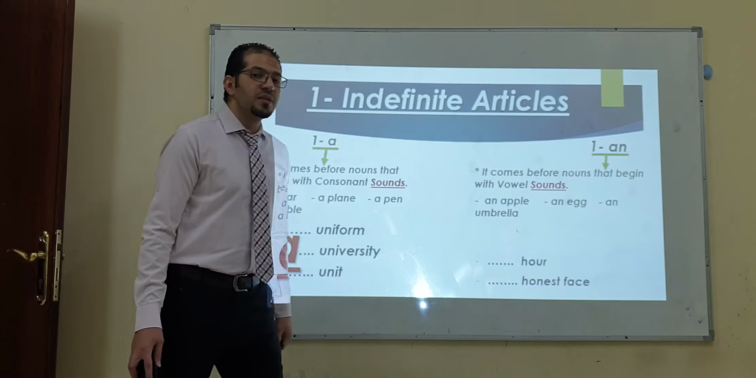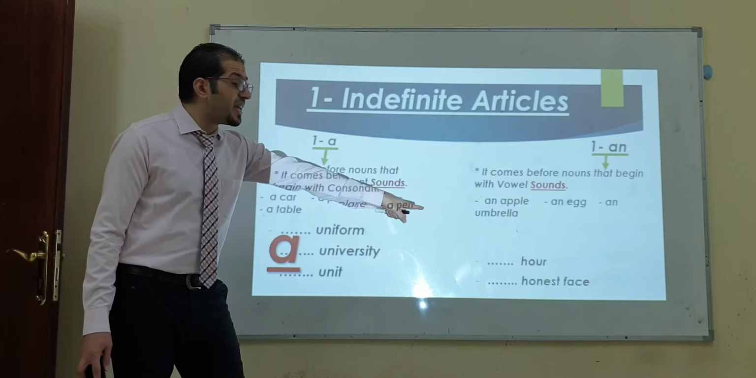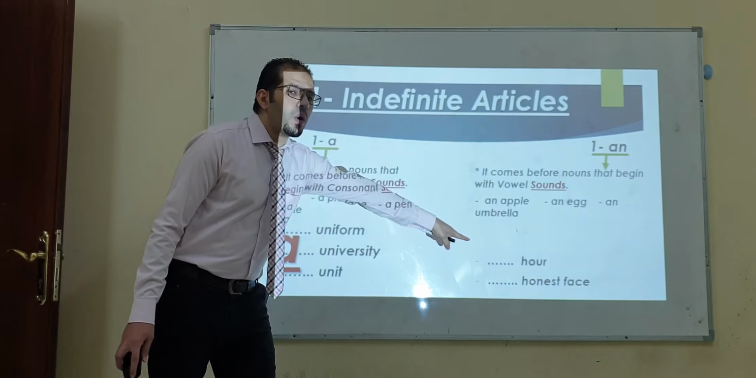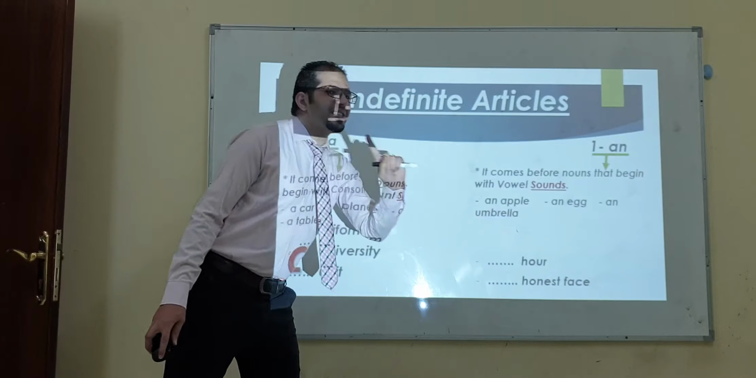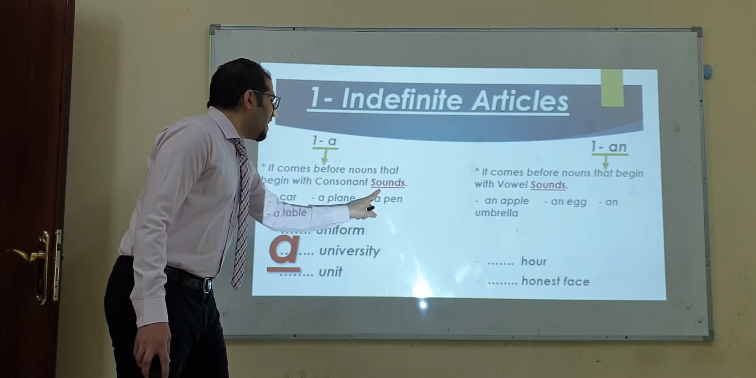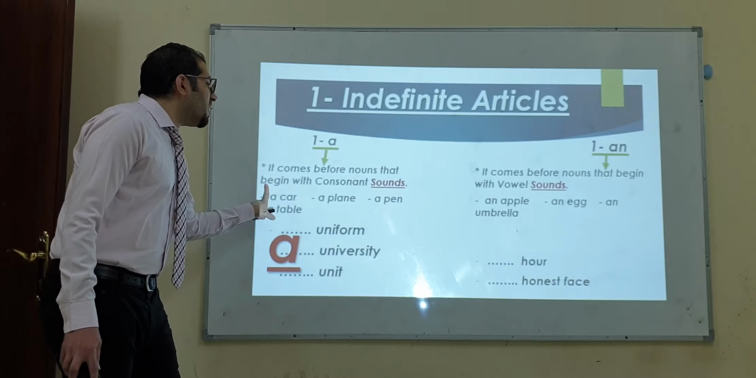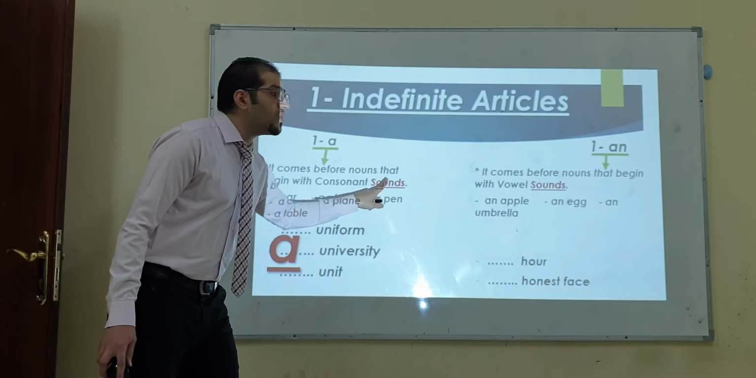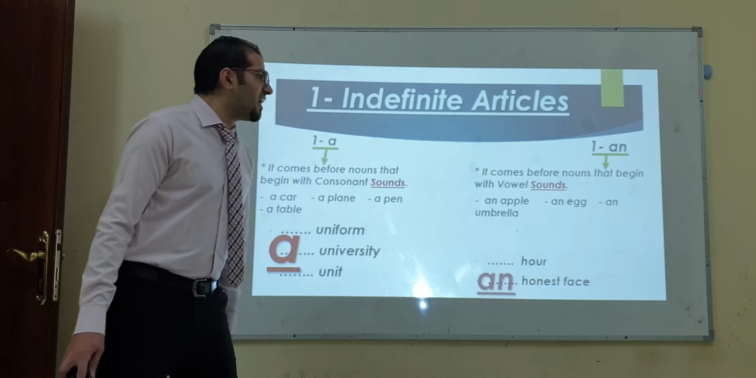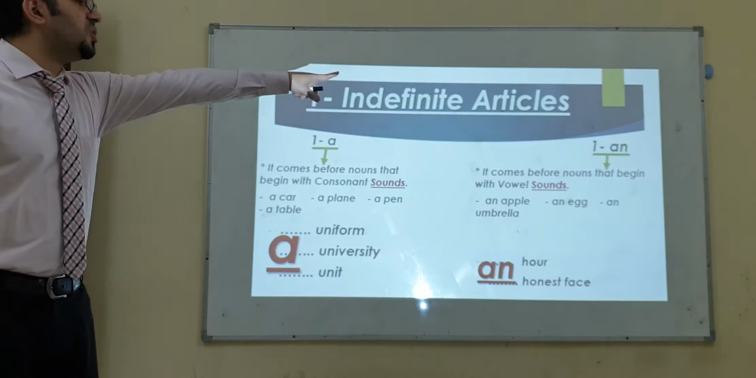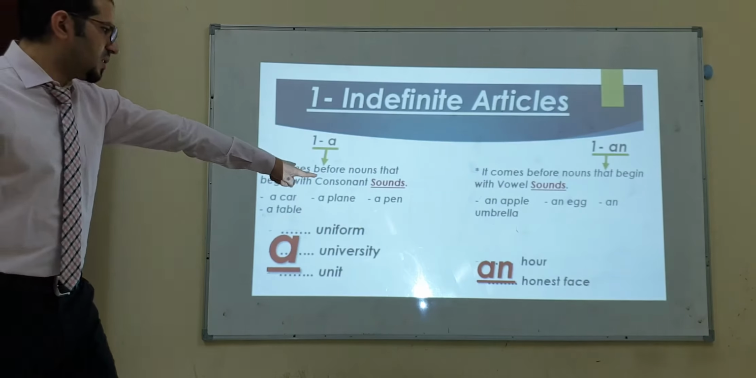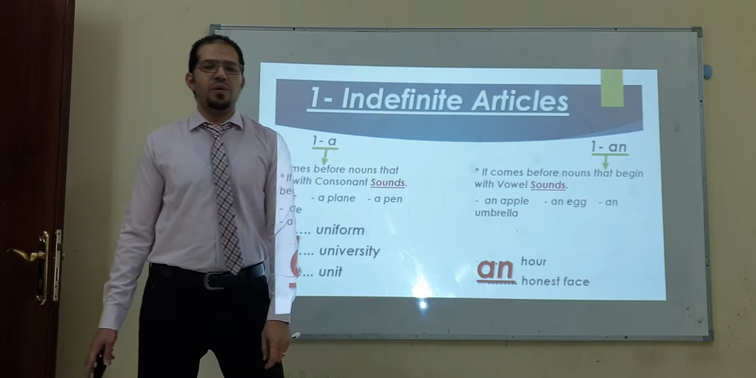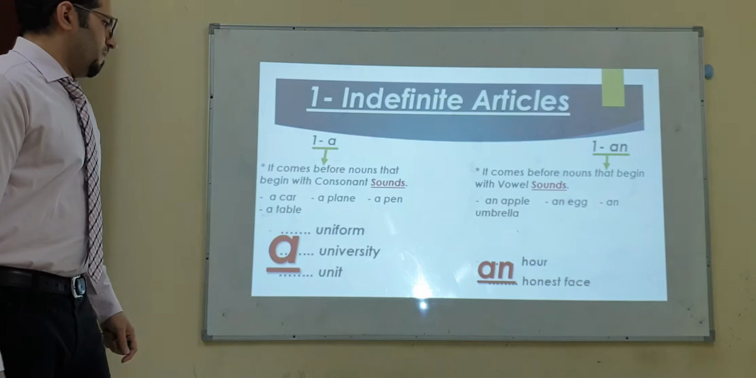Yes, H is silent. So the first sound in this word is O. That's right. So H here is silent. Because of that, I have told you before that we are concerned with nouns that start with consonant sounds or vowel sounds. Here in this case, we are going to use an. Mister, it starts with H. I don't care. I'm caring only about the sound of the first letter.